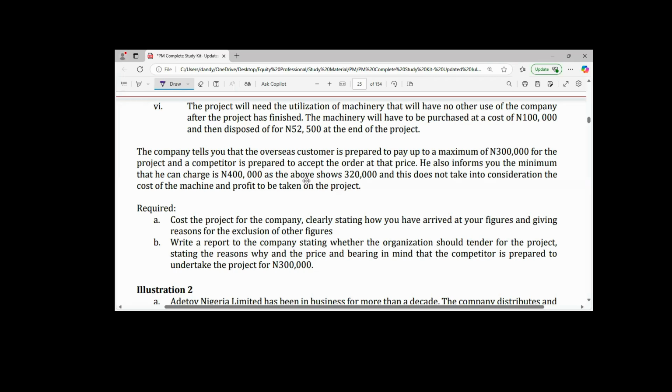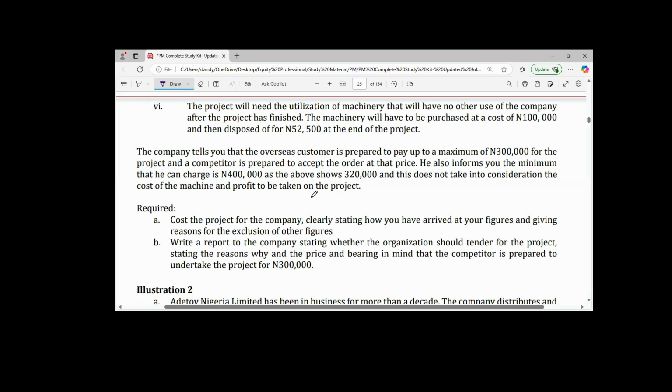Thank you. That is the question. Whenever you are given a question, you have to start from the requirements, because starting from the requirements will prepare your mind on what to expect from the question. In requirement A, you are to cost the project for the company and state all relevant assumptions.